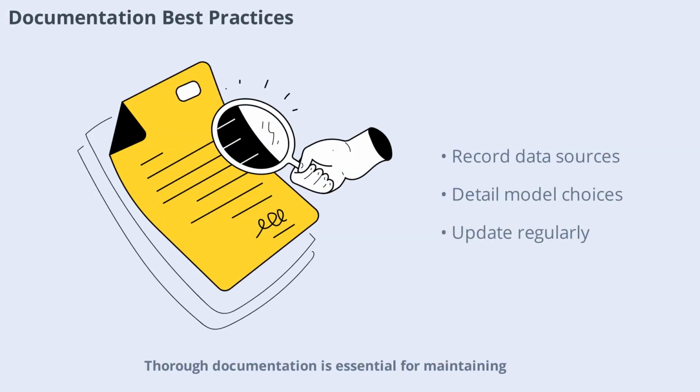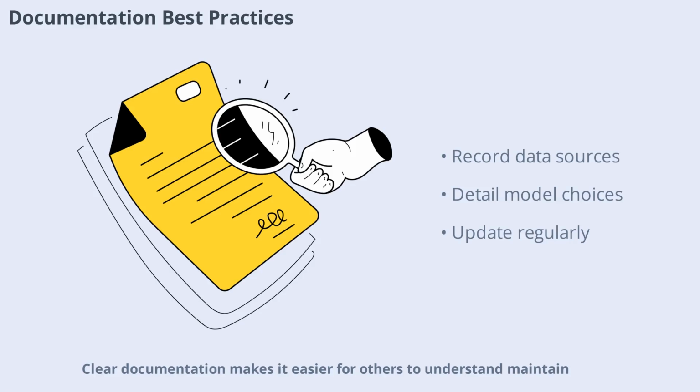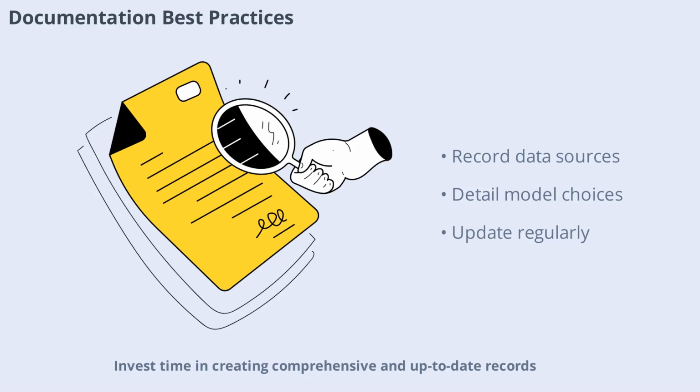Thorough documentation is essential for maintaining and scaling your narrow AI system. Document your data sources, model choices, training procedures, and deployment steps. Clear documentation makes it easier for others to understand, maintain, and improve your system over time. Invest time in creating comprehensive and up-to-date records.